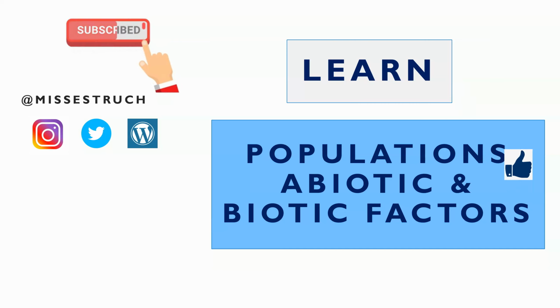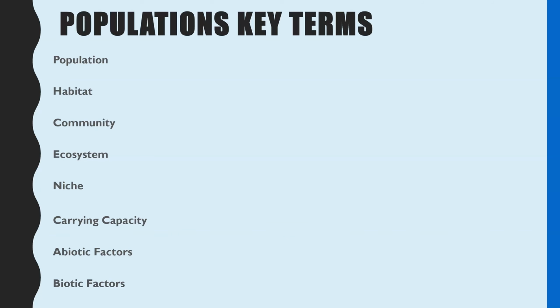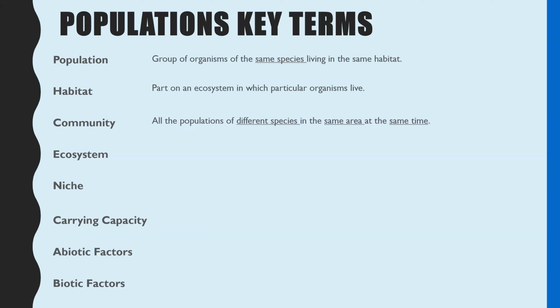In this video I'm going to be going through topic 7, populations, abiotic and biotic factors. First thing is there's a selection of key terms that you need to know for this topic, and quite often these come up as 1 mark definition questions right at the start of a topic 7 AQA question. So it's really important that you are familiar with these key words.